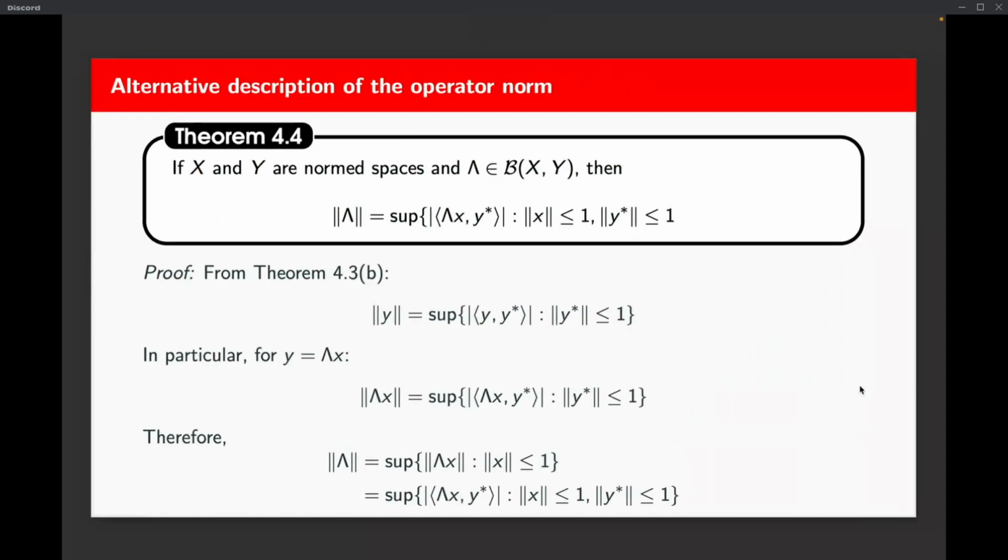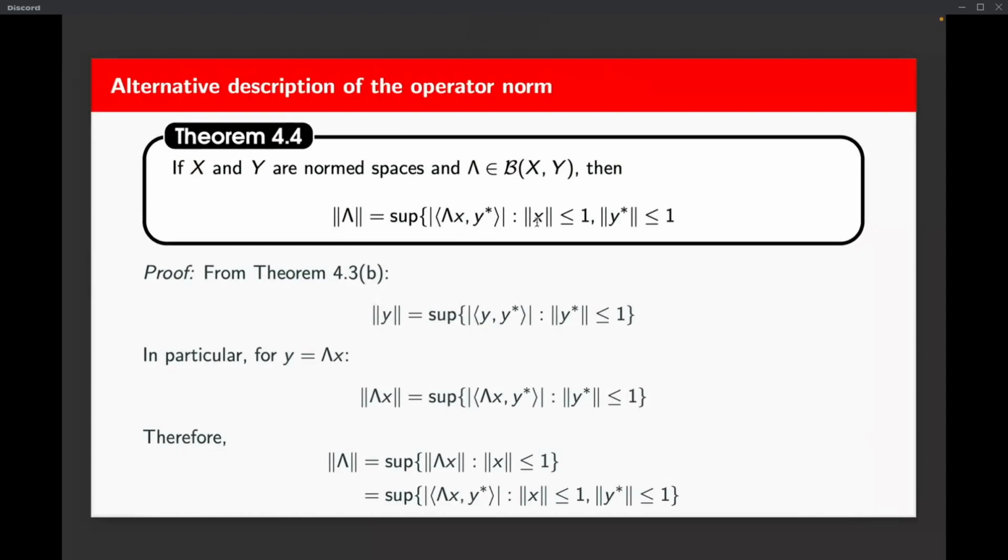Okay, then here's one where I've given a token proof because this one's pretty straightforward. This is just a different characterization of the operator norm. We can take an element of the dual space of Y and evaluate it at lambda of x. Lambda of x is an element of Y, so we're applying Y star to an element of Y, so we get back a scalar. And so this notation makes sense.